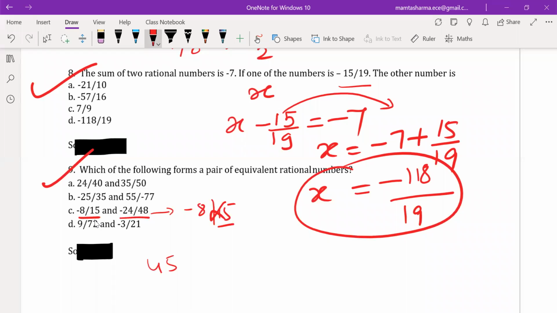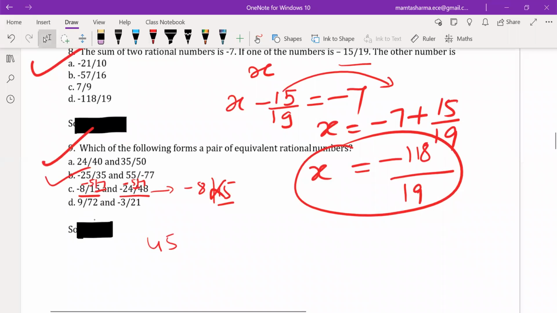I think B is correct. Because if you solve minus 20 by 35, if you simplify it by the 5 table, you will get minus 5 by 7, and if you simplify the other by the 11 table, you will get minus 5 by 7. Hence both are equal. Since they are equal, we can say option B is correct. Yes, ma'am. Okay, Harshita, don't make these silly mistakes.